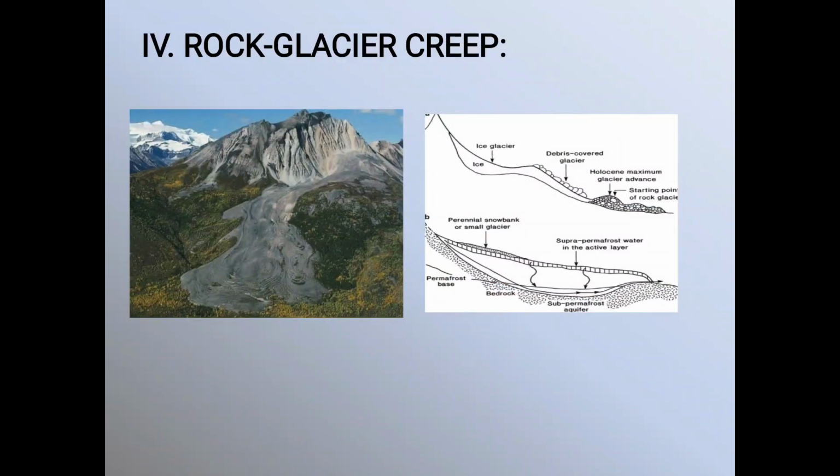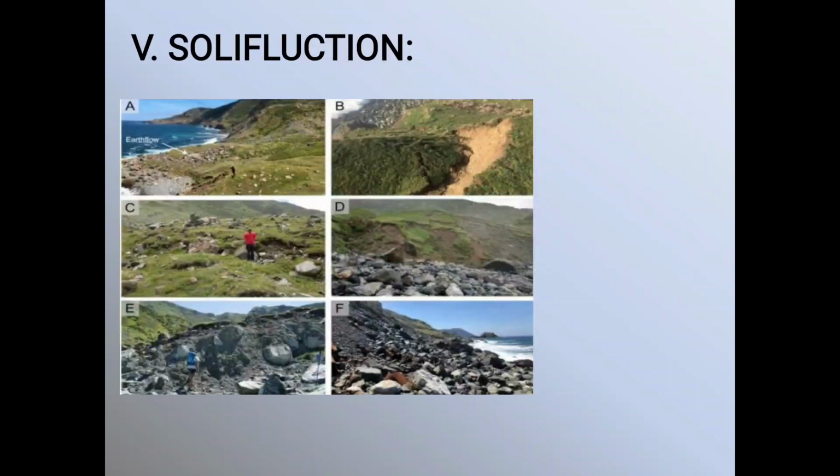Now, next is rock-glacier creep. Rock-glacier creep is the downslope movement of tons of rock waste. Next, number 5 is solifluxion, the slow downhill movement of masses of rock debris which are saturated with water and not confined to definite channels.